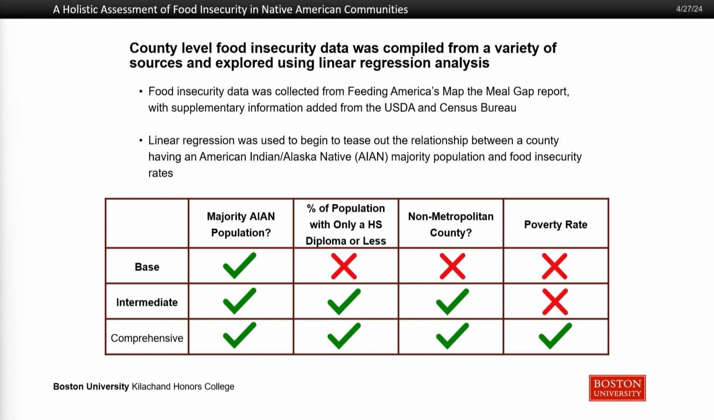As you can see, I only used poverty rate in the comprehensive regression, as poverty rate has a very high correlation with food insecurity, and when I included it in my regressions, the coefficients of the other variables became extremely negligible and unreliable, and obviously I couldn't gain much insight from that, so I won't be discussing that one today, but you will see the results of my base and intermediate regressions.